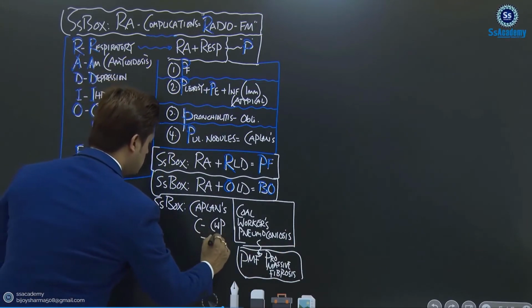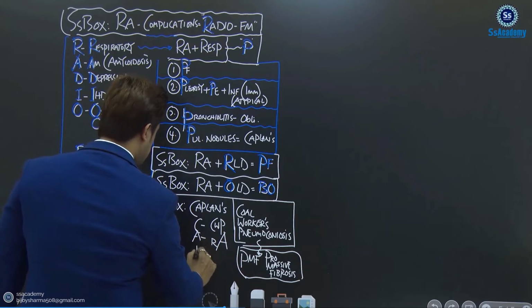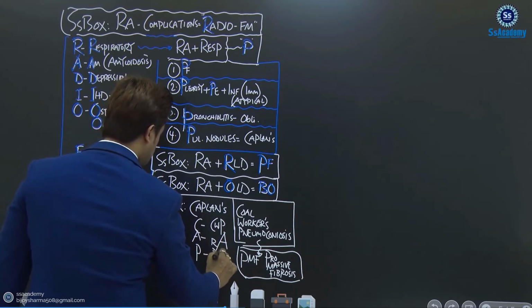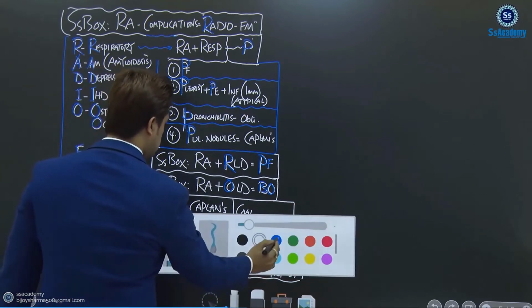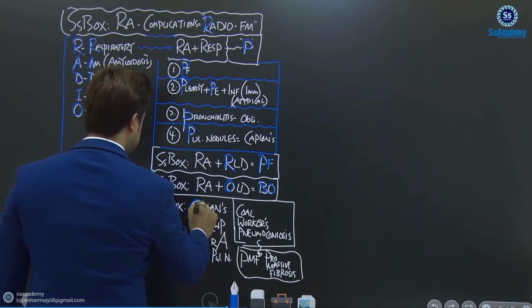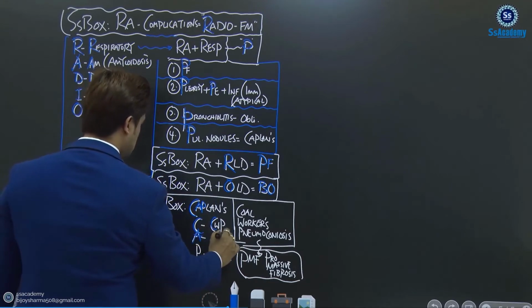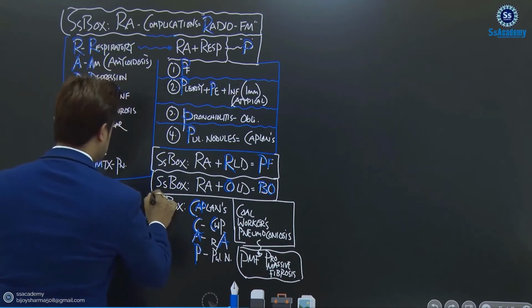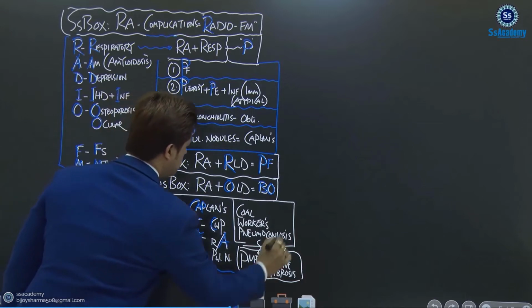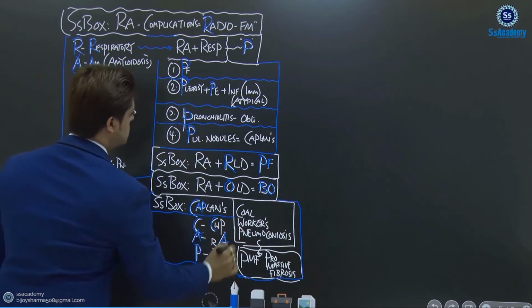So A for rheumatoid arthritis, A for arthritis. Yes, my dear. And P for pulmonary nodules. That's it. Just remember, my dear, what I said. So C for coal workers pneumoconiosis, A for arthritis, and P for pulmonary nodules. So the diagnosis is done. Yes, my dear. That is the box of the Kaplan syndrome.